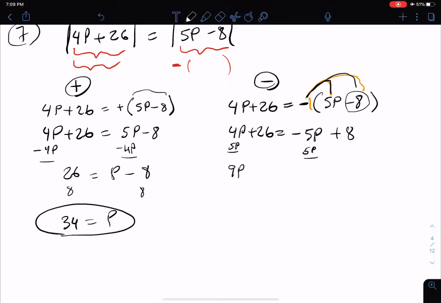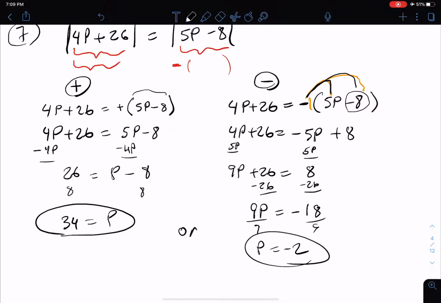This gives me 9p plus 26 equals 8. I'm going to subtract 26 on both sides. This gives me 9p equals negative 18. And then I'm going to divide by 9 on both sides. This gives me p equals negative 2. And remember, the proper word in between is "or."